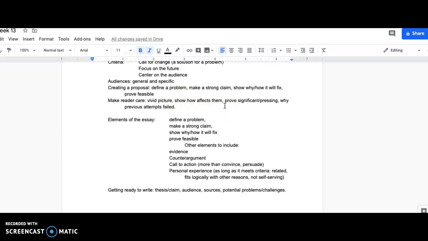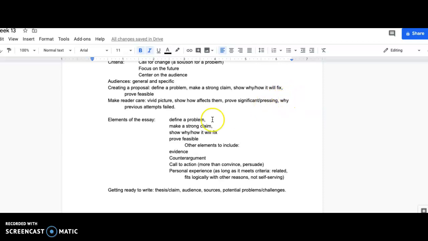Almost every problem can affect a large audience. So you want to really connect what you're arguing, what you're proposing, to your audience. And again, that goes back to knowing who you're writing this for, having a specific target audience. You have to prove that it's significant and pressing, that it's happening now and we need to solve it quickly.